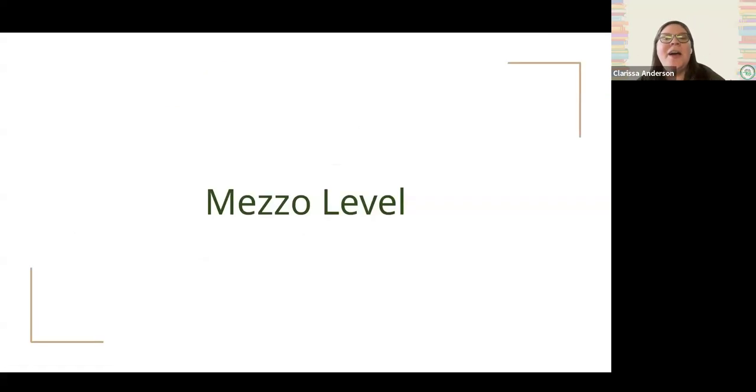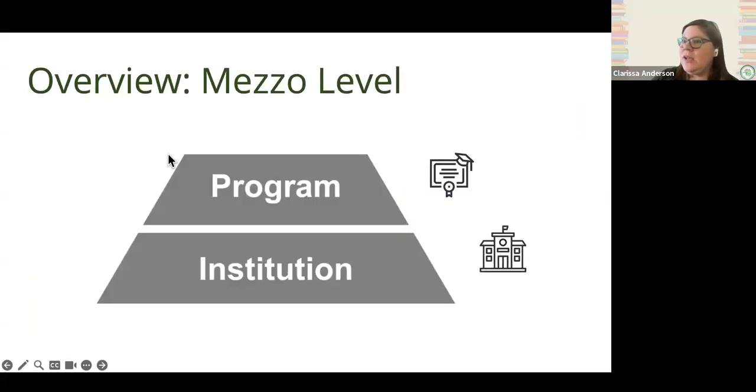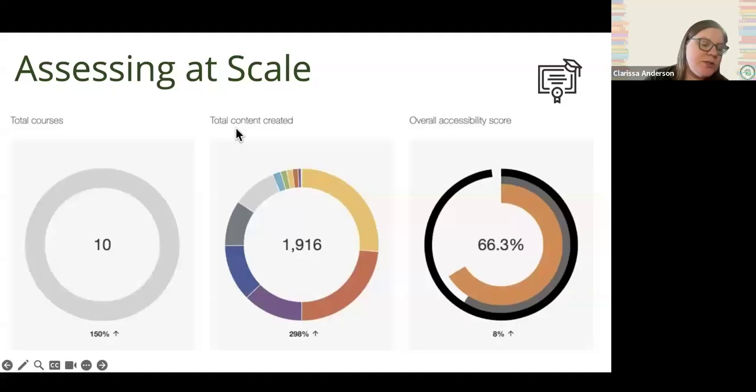So next level, I think there was a few people who touched on this one as well in terms of programs in particular. So we will be talking about programs. We'll talk about some suggestions at an institution scale. When we're talking about programs, if your institution has a more advanced accessibility plugin for their learning management system, this can be a really great way to assess that at scale.